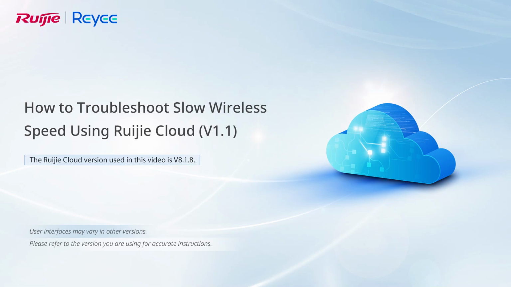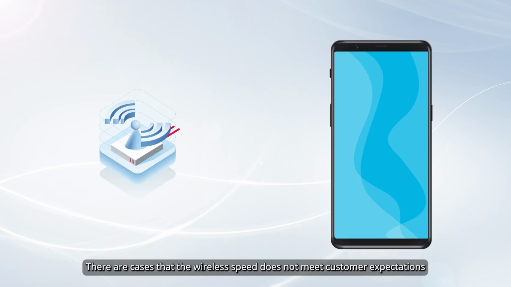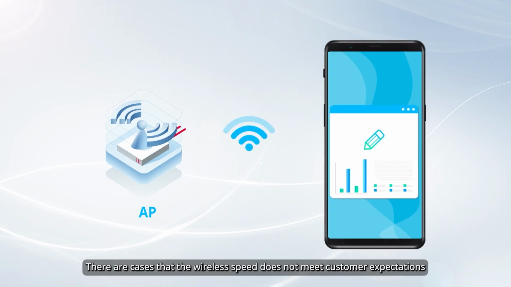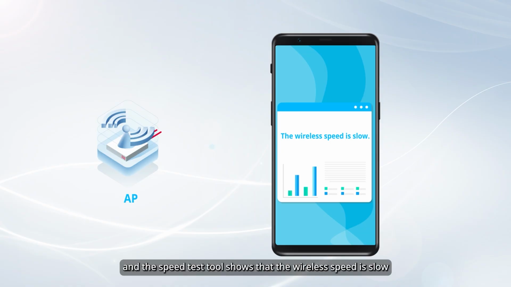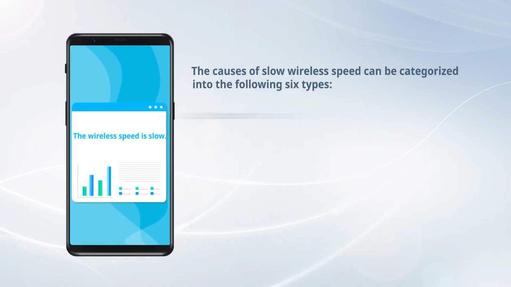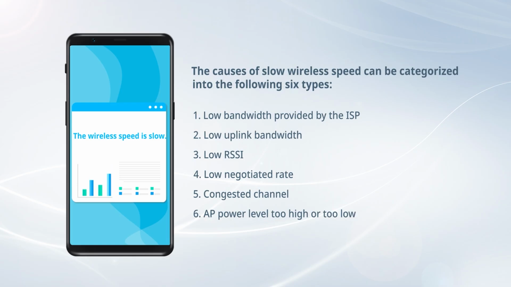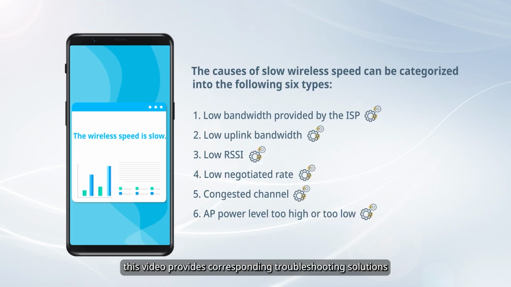This video introduces how to troubleshoot slow wireless speed. There are cases that the wireless speed does not meet customer expectations, and the speed test tool shows that the wireless speed is slow. The causes of slow wireless speed can be categorized into the following 6 types. For each of these 6 causes, this video provides corresponding troubleshooting solutions.